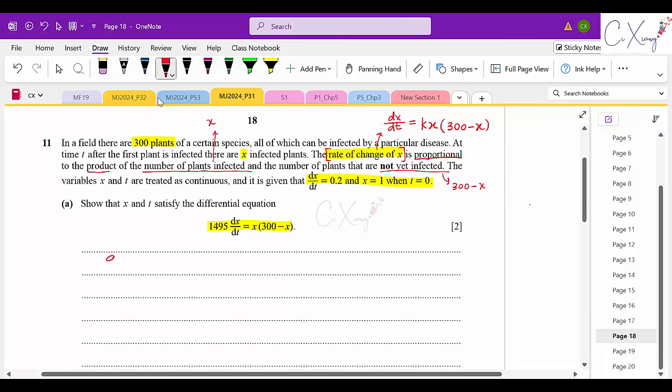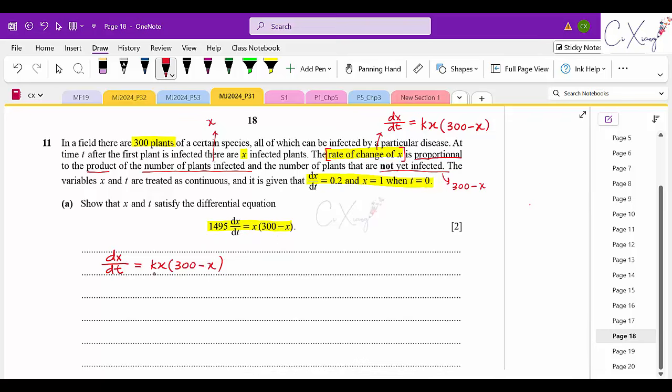Since we already wrote out the expression for the differential equation just now, dx/dt equals k multiplied by x, then 300 minus x. And now, how can I prove that this equation equals this one? I think the idea is very easy. You just need to try to find the value of k and then rephrase this equation. Basically, you can get the answer that they want here. But how can we get the value of k?